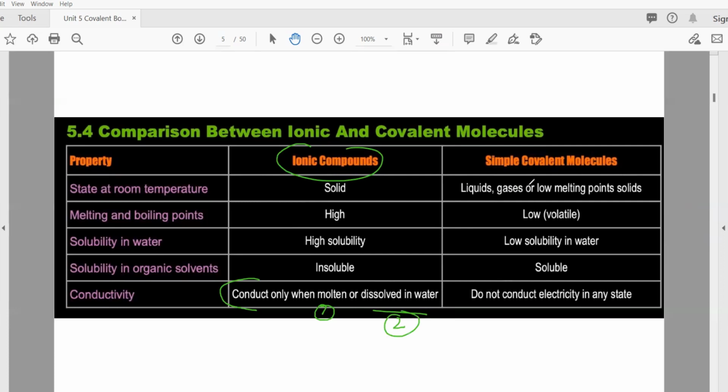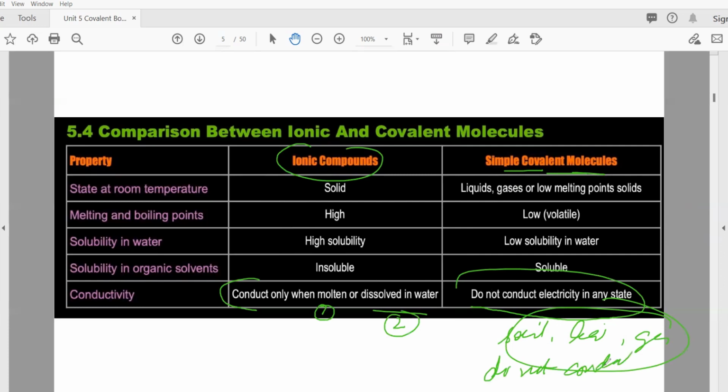After that, covalent compounds or covalent molecules do not conduct electricity in any state. Either they are solid, or liquid, or gas, in any state they do not conduct electricity. So this is the main difference between them.